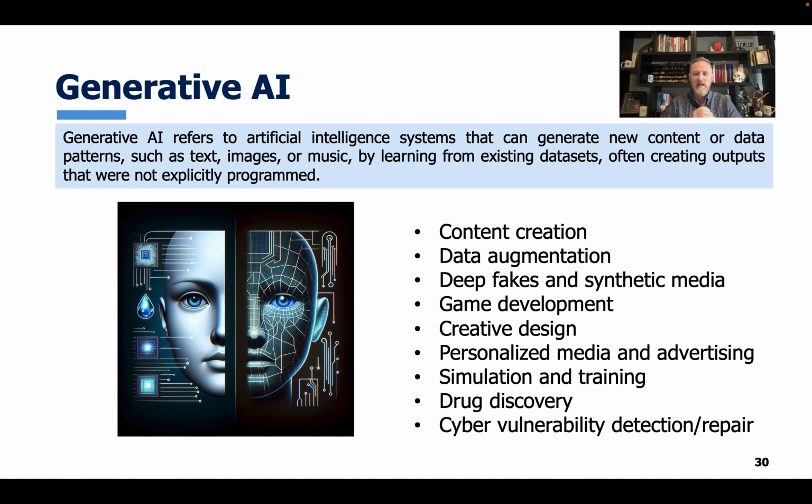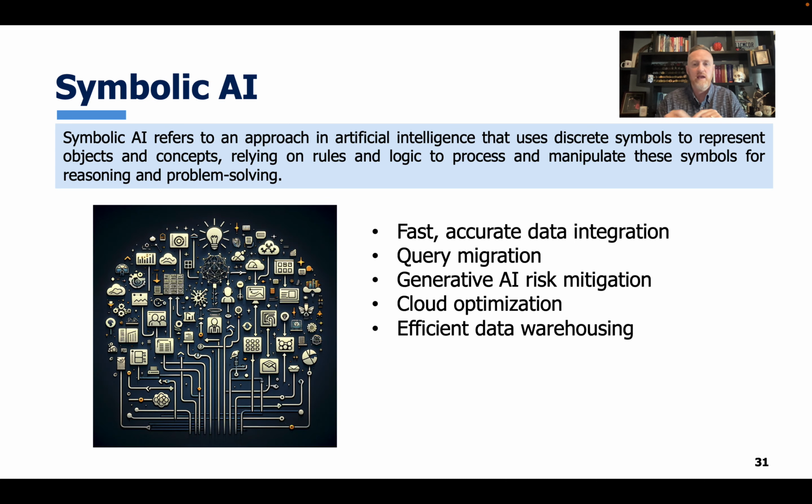I'm doing research right now on automated vulnerability detection and repair in cyber using generative AI. But in this particular case, I'm not using probabilistic generative AI as much as I'm using symbolic generative AI. We're using that to make mathematically provable, accurate fixes for the vulnerabilities. Symbolic AI is the idea of using symbols and formal logic to reason about data, and so it can improve fast, accurate data integration.